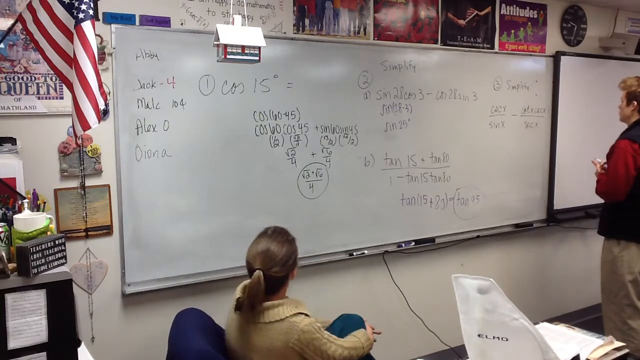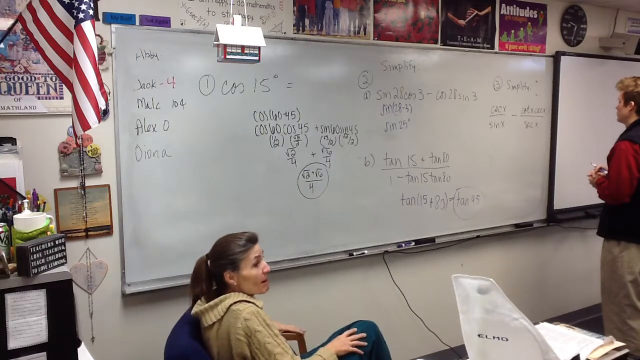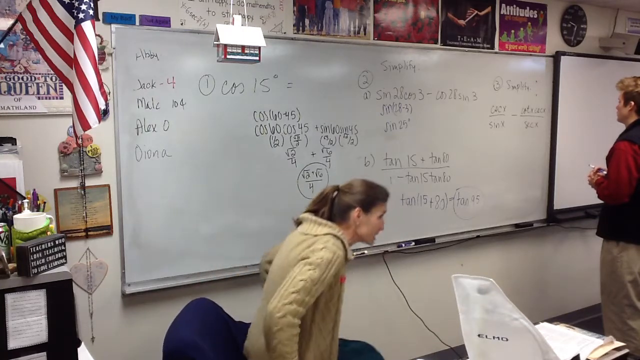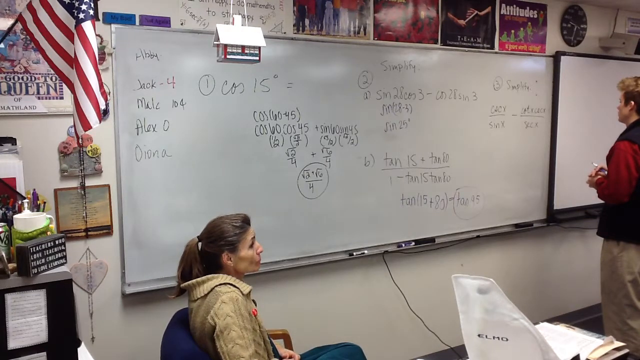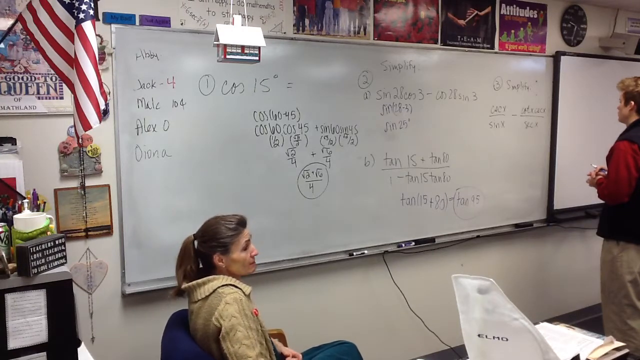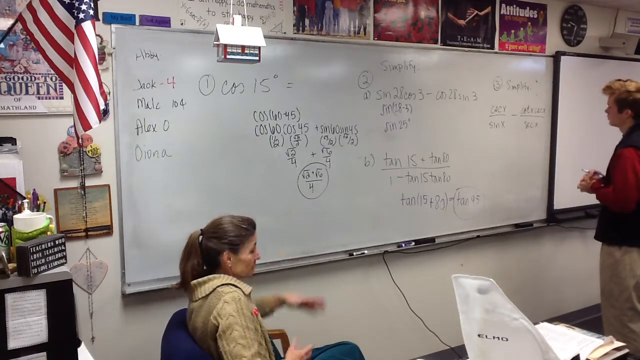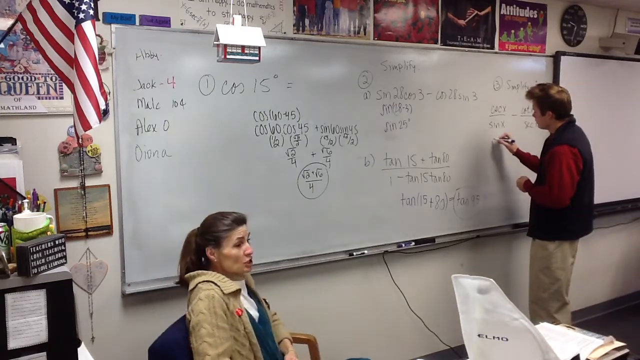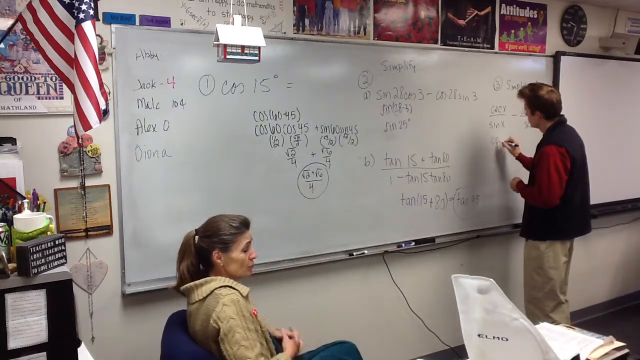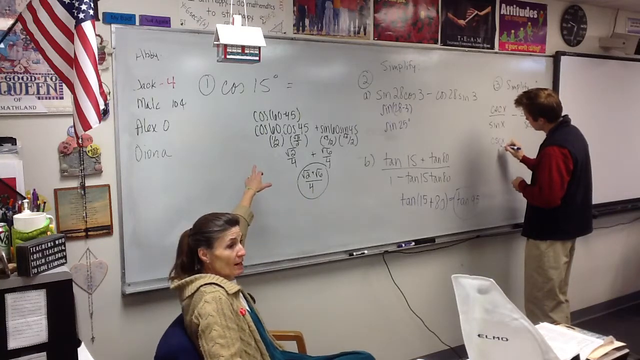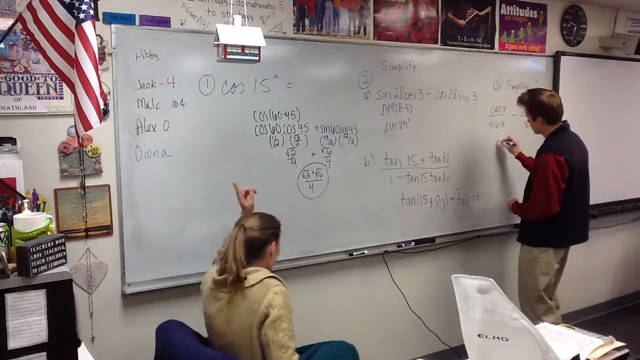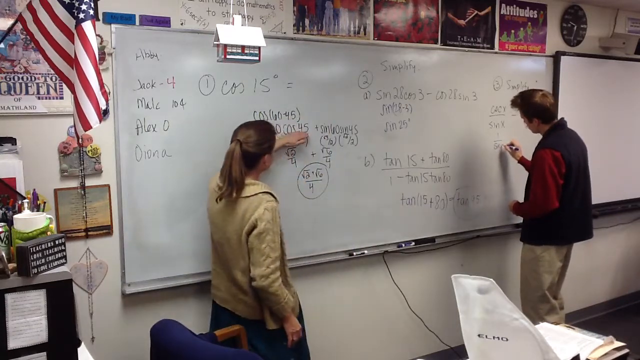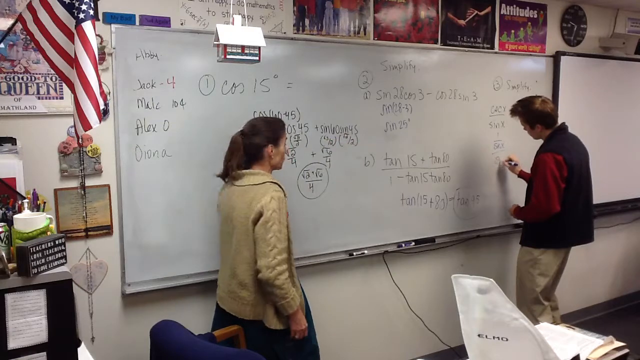So Maggie changed it into 60 minus 45. Did anybody change it into anything different than that? Deanna? 45 minus 30, great choice. I hope you ended up with the same answer. Whatever you changed it into, once you changed it, you have a formula to use. So for Maggie, it was cosine 60 cosine 45 plus sine 60 sine 45, perfect.